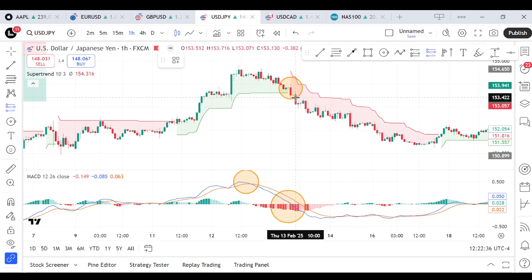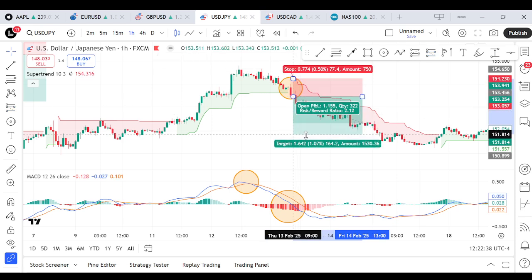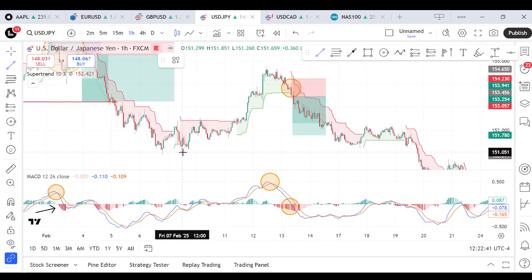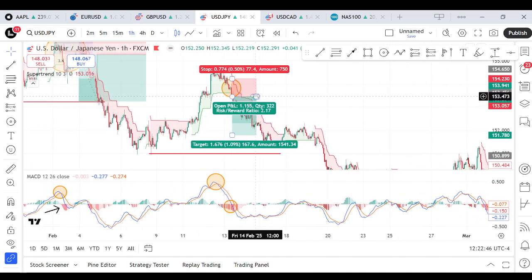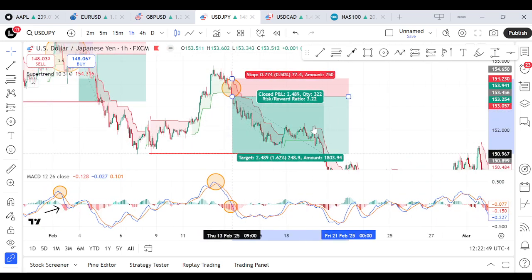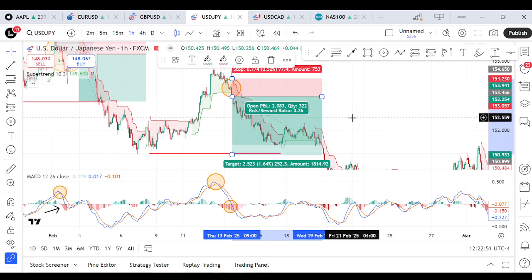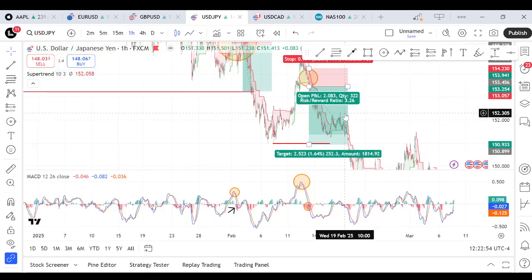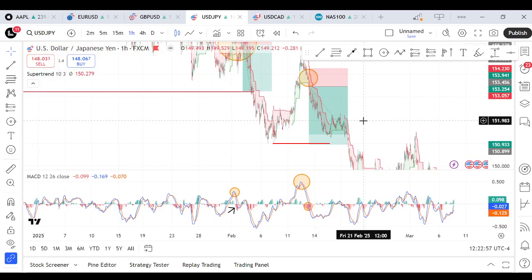So we just take our sell trades from the next candle, and set our take profits at this major support level right here, and this gave us a 1:3.26 risk to reward ratio, and that is another wonderful example using the Supertrend MACD trading strategy. So by following these steps, you'll be well equipped to implement the Supertrend MACD strategy in your Forex trading. Remember to practice on a demo account first and keep your trading journal to track your progress and refine your approach.